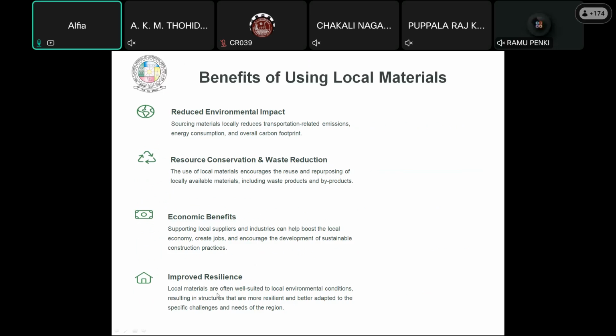Also, local materials are well suited to the local environmental conditions, resulting in structures that are more resilient and better adapted to the specific challenges and needs of that region.